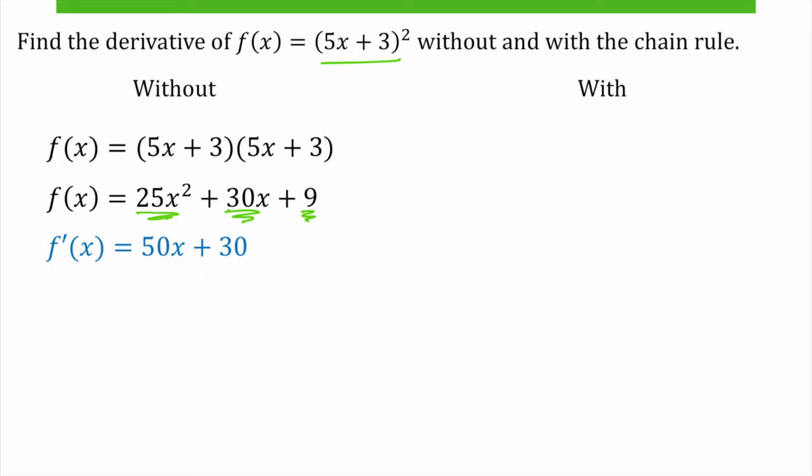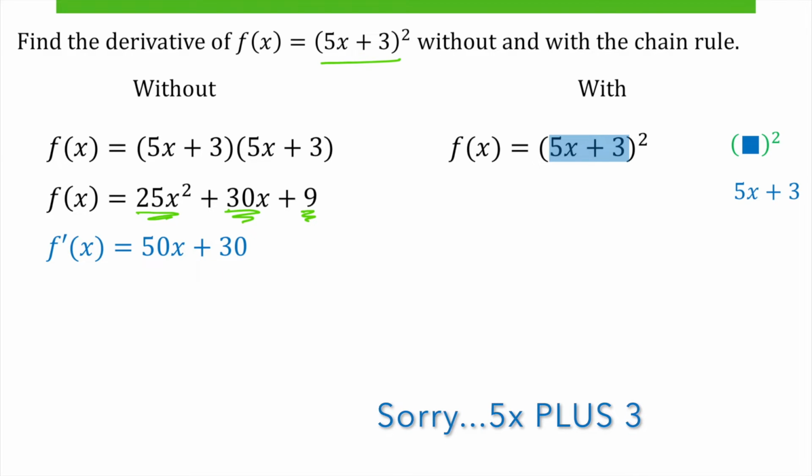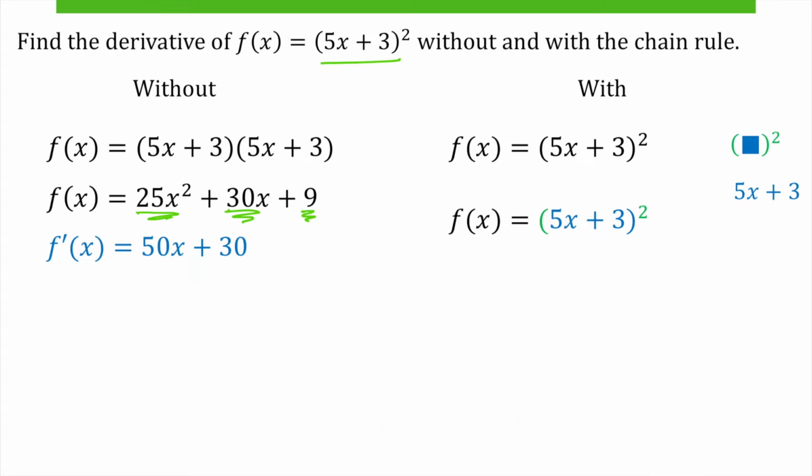Now let me show you with the chain rule. So here's our function again, and we've got to figure out what's the outside function and what's the inside function. So the outside function is something squared. Well, what's being squared? 5x plus 3 is being squared, so that's the inside function. I've colored it here so you can see the outside function and the inside function. I think that should be green.